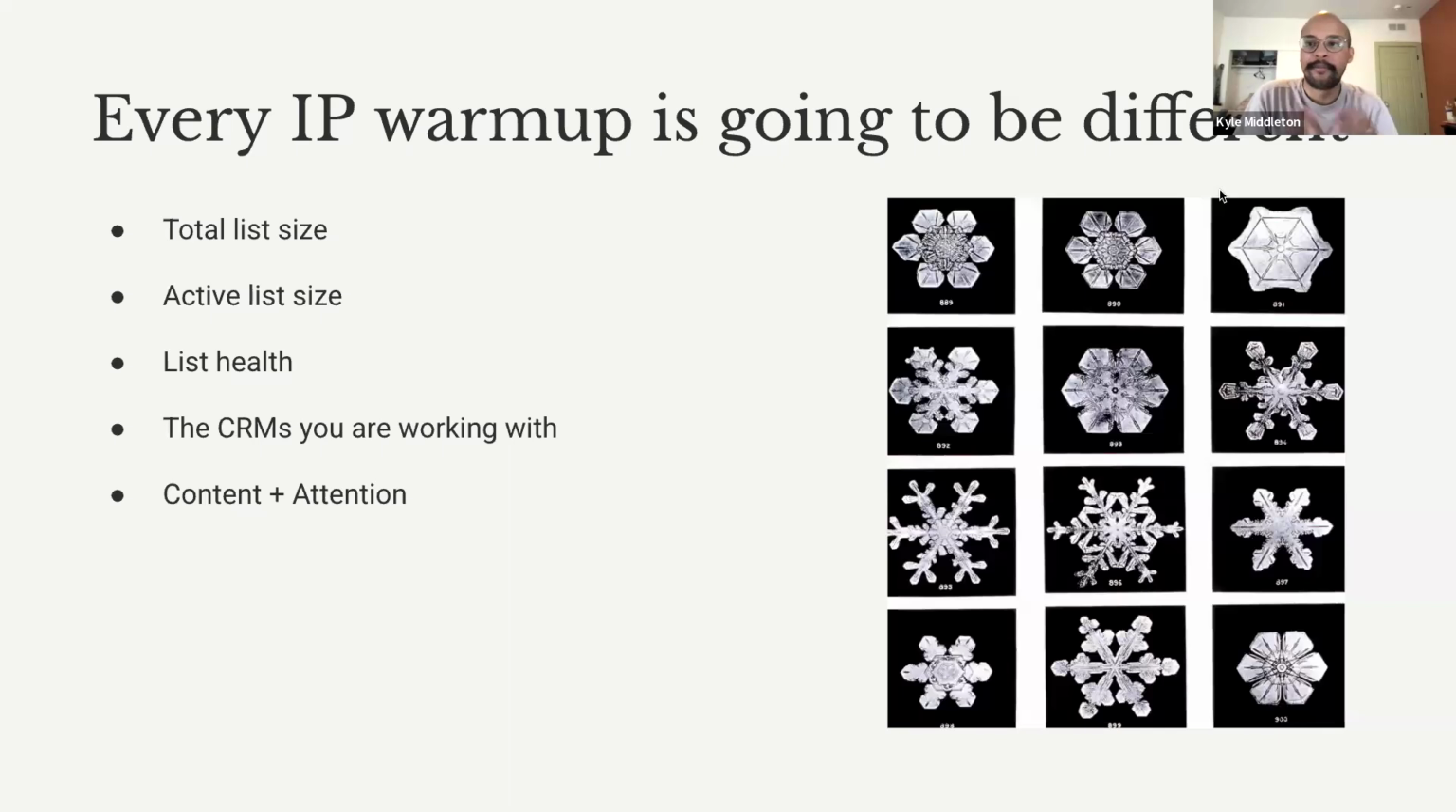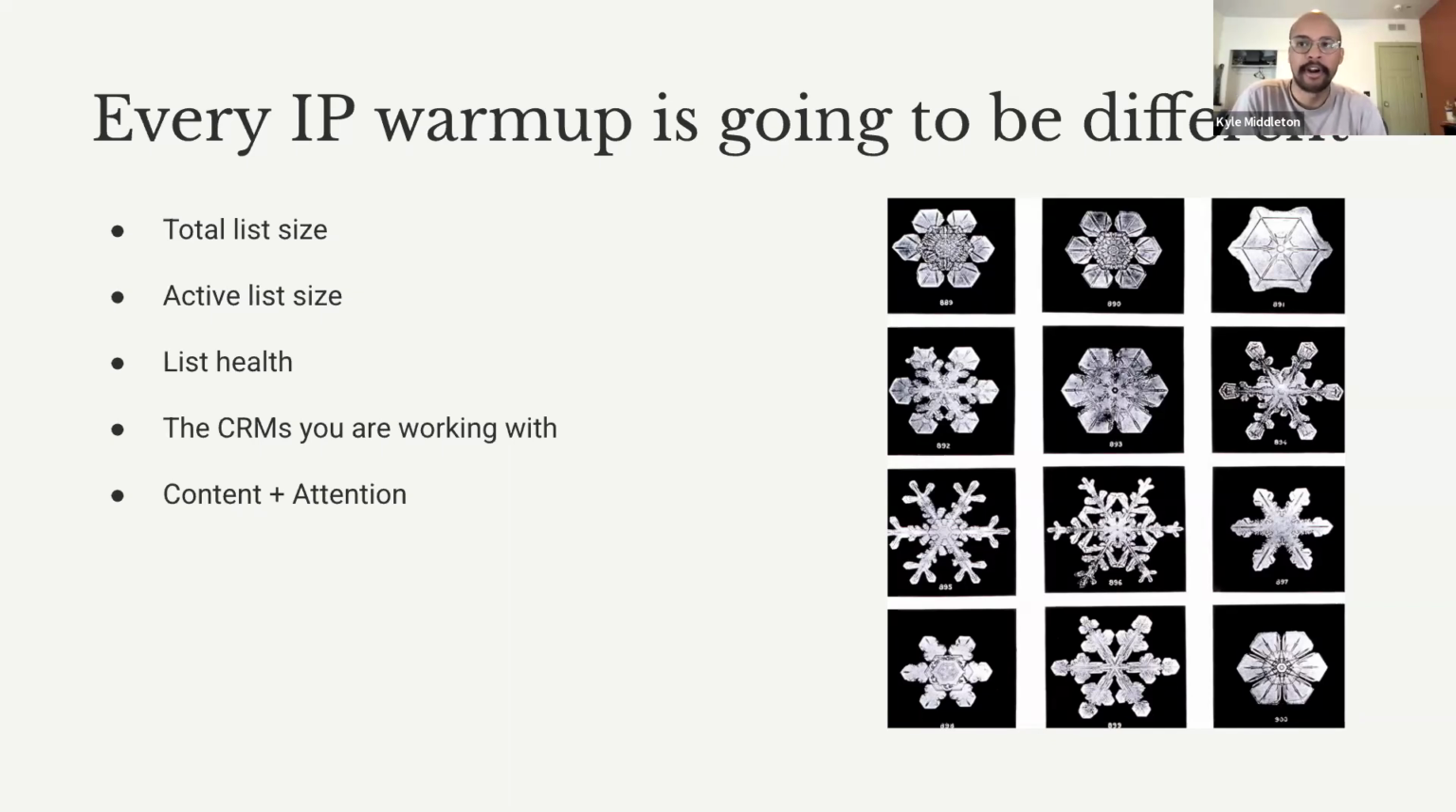Every IP warmup is going to be different, which makes this conversation a little tricky, because everyone's going to have unique questions specific to their own programs. IP warmups can really vary on a variety of things. Your total list size, especially compared to your active list size. The starting point of your list health: are you switching because the shared IPs and the domain that you're currently on are actually underperforming and you're hoping to switch to a better environment and build a better reputation for yourself? Is that not the case at all?